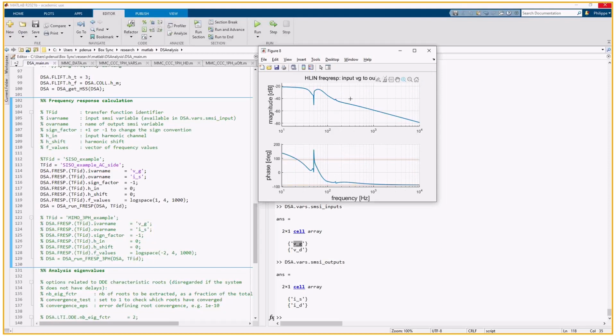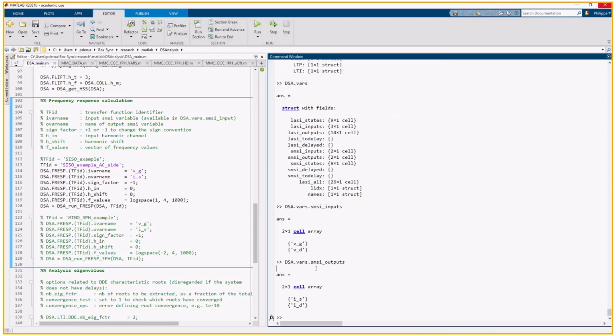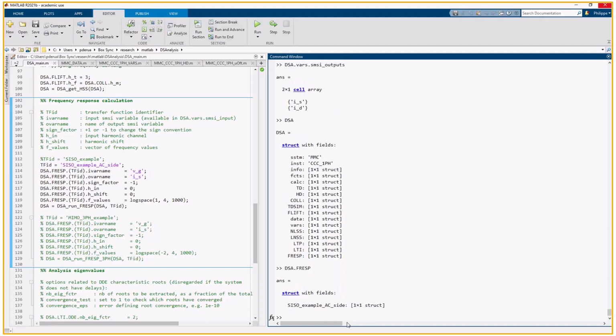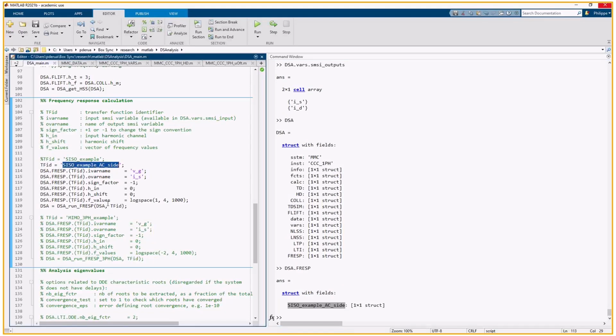I can also find the results of the frequency response calculations in the DSA structure. You see there is a new substructure that has been included, which is called FRESP, for frequency response. Let's have a look at what is inside. We have the identifier that we used just now.